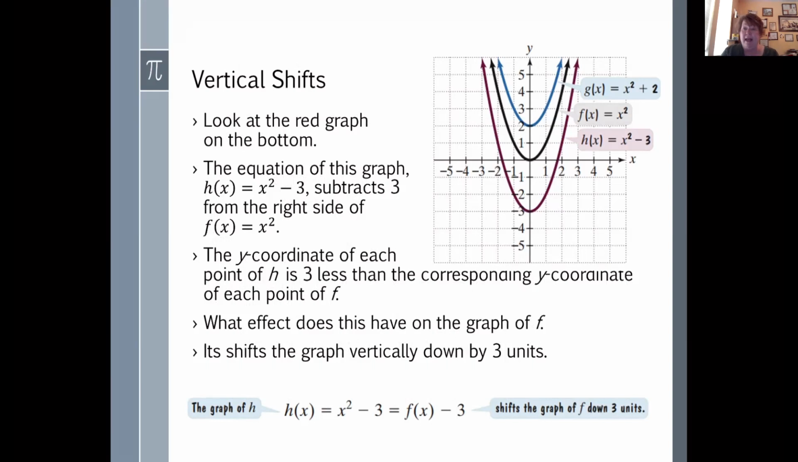So what effect does this have on my graph? The effect is that it moves the graph vertically downward by 3 units. So the graph of h of x equals x squared minus 3 is the graph of f of x minus 3, which has the effect of shifting the graph of f down 3 units.